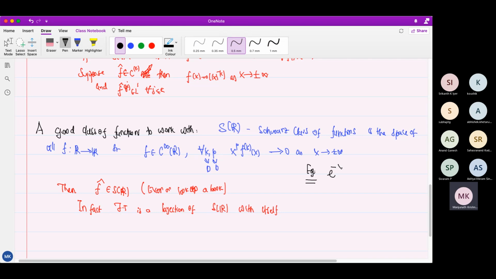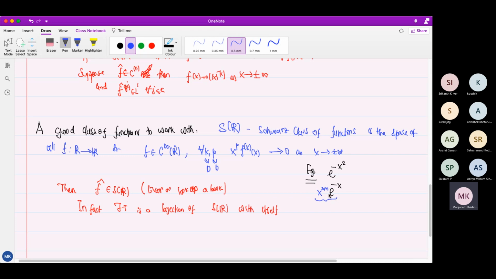e to the minus x square is such a function. Or even you can take e to the minus x times mod x to any power. These have sufficiently fast decay, and I shouldn't write mod x to the power m, because that will not be smooth, right? So let's just take an even power for simplicity: x to the power 2m times e to the power minus x.